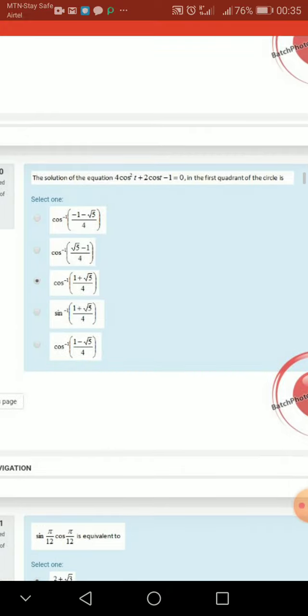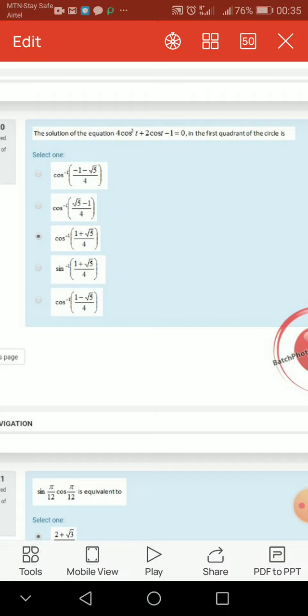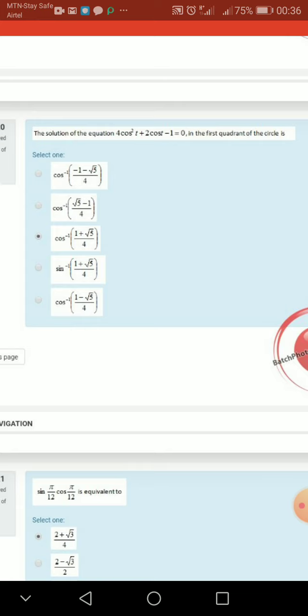Okay. So here is a question on trigonometry. Calculator will help you a great deal on trigonometry. This one says, the solution of the equation 4 cos squared t plus 2 cos t minus 1 equal to 0 in the first quadrant of the equation is... now at this point it will be okay. Let's see if any of the options is the answer, then substituting it into the equation, it will give us 0.